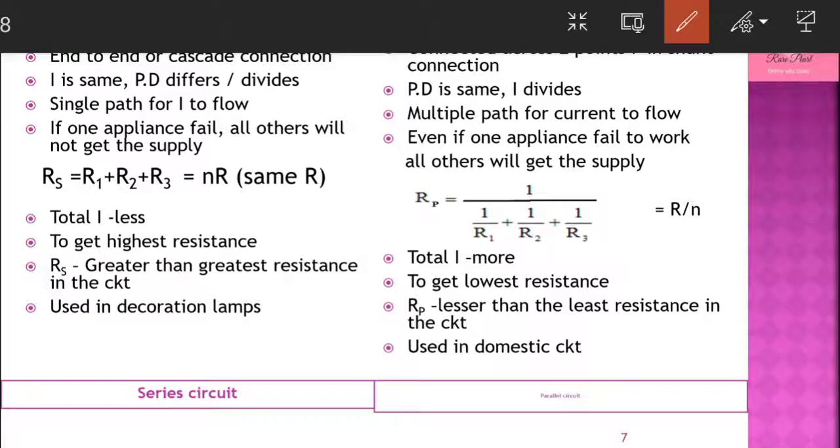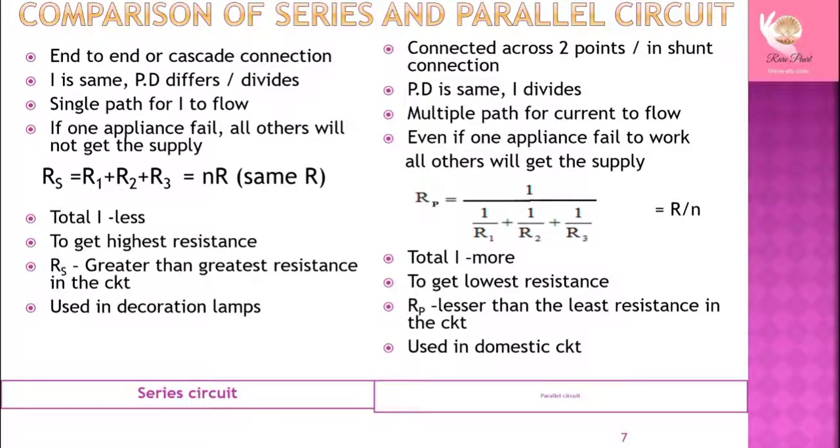So we have completed the discussion of what a resistor is and the different combinations of resistance. We have seen series and parallel combinations and the derivation of total resistance for these, the difference between series connection and parallel connection, and the applications of series and parallel connection.